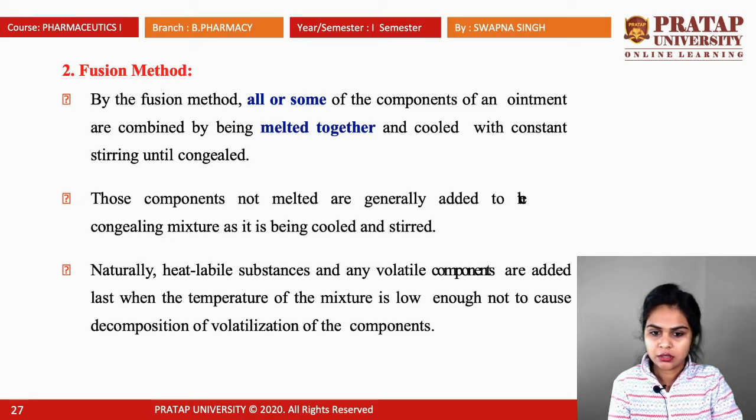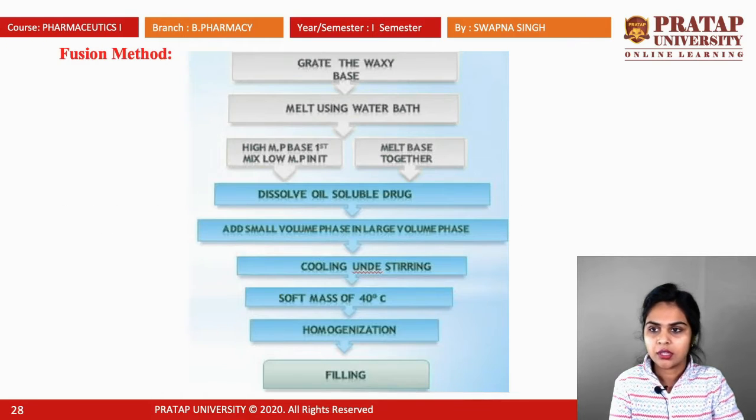This is the reason to prevent the decomposition or volatilization of the components. That's why we add heat labile substances and volatile components at last. That means you can say low temperature. This is the step of fusion method.